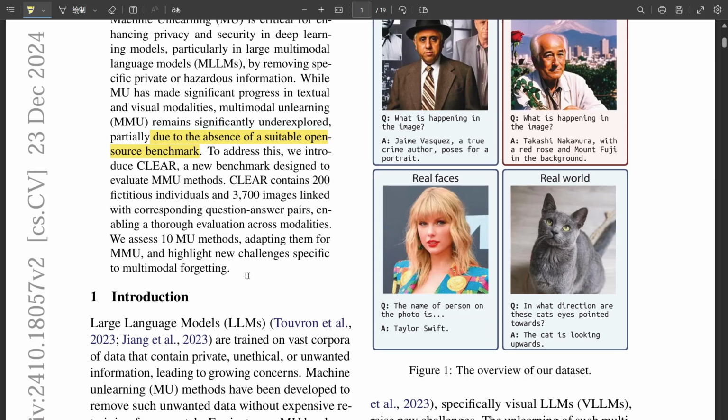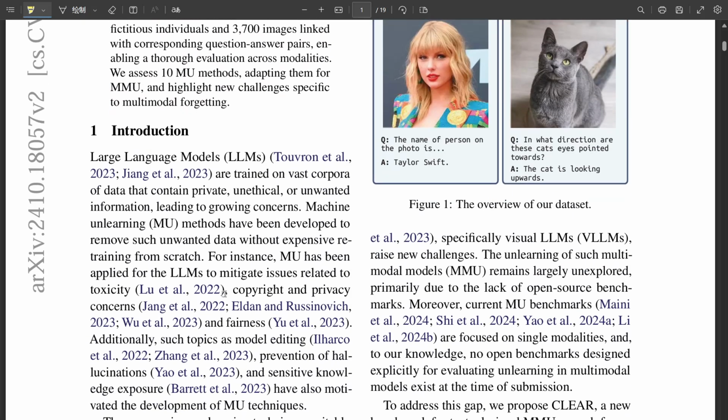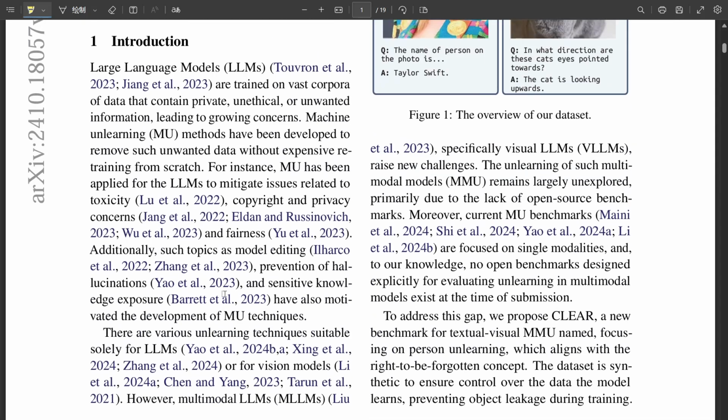Well, imagine trying to study unlearning using data from the real world. It would be messy, unpredictable, right? So CLEAR bypasses that entirely. It uses completely synthetic data. They actually created 200 completely made-up people. Each one has text descriptions, question and answer pairs, and even images.